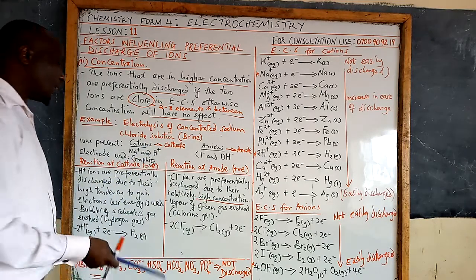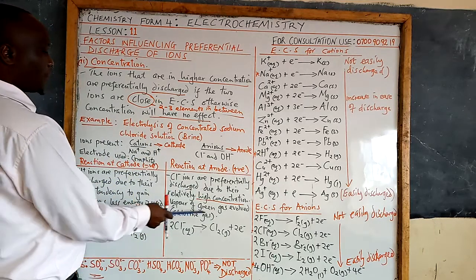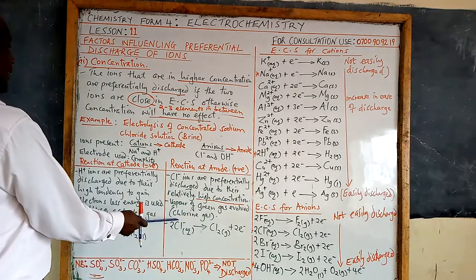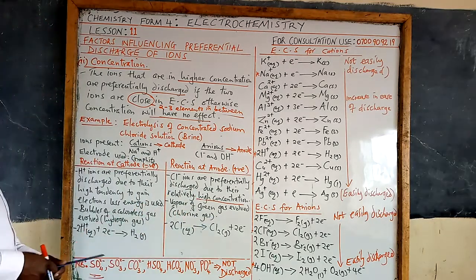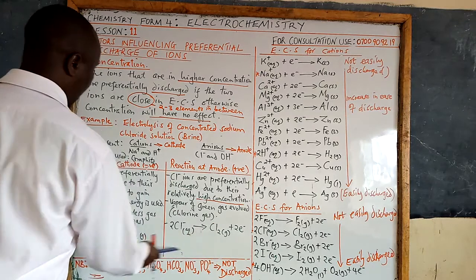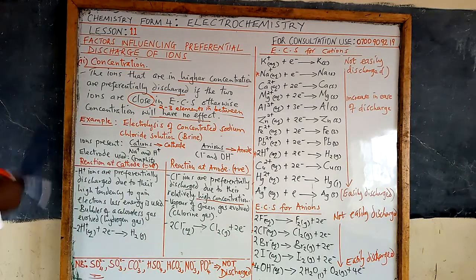The observation that you will see is a vapor of green gas evolved. That green gas is chlorine gas being liberated. The equation for the reaction is that. So this is how concentration can affect discharge.